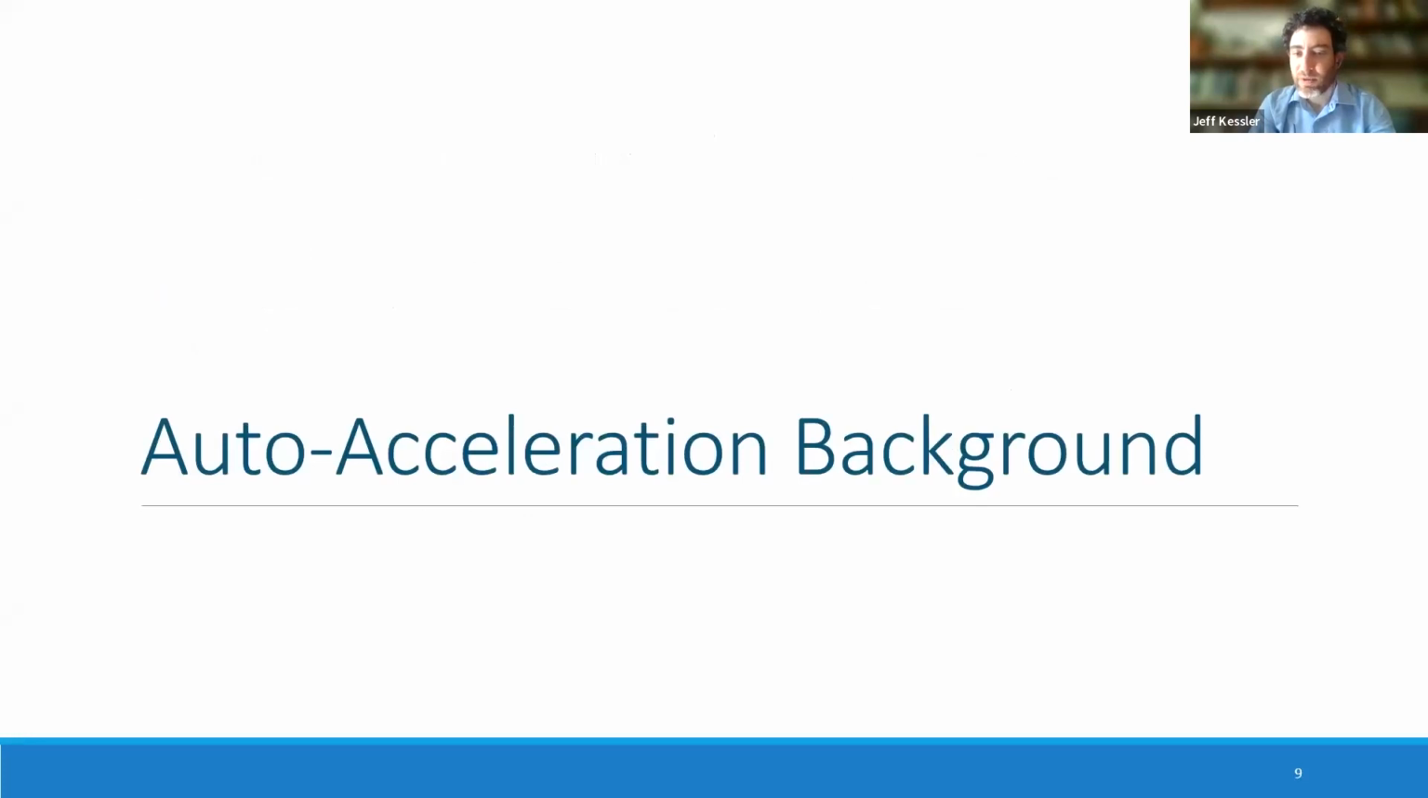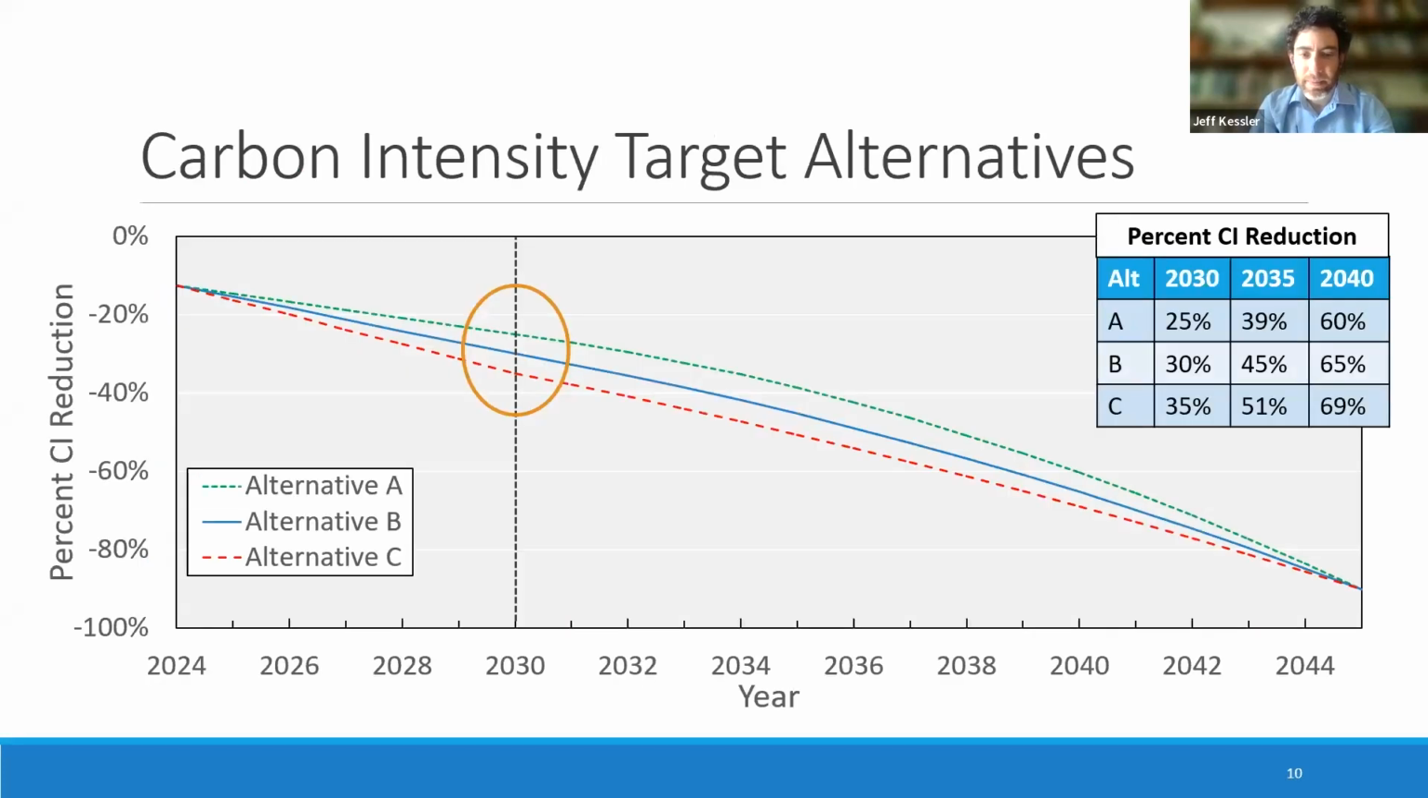The next several slides help provide a background on the auto acceleration mechanism concept. In previous workshops, staff have discussed possible carbon intensity benchmark schedules through 2045. 3 scenarios have been shown, with alternative B achieving a 30% reduction in carbon intensity by 2030. As can be seen, the slope for the emission reductions change over time, while all example benchmarks achieve the same target by 2045. Many stakeholders have commented that the targets provided in these scenarios are not sufficiently ambitious in the near term, and that provisions may be necessary to ensure that the program can support additional low carbon technologies in later years.